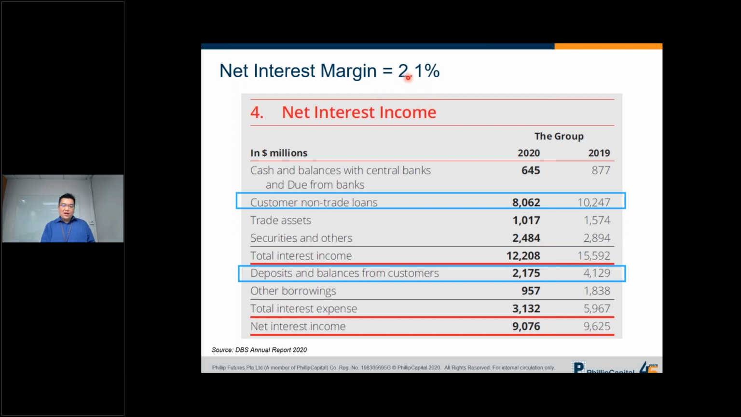If we have three similar banks and everything else is the same, one with a higher net interest margin is definitely better than one with a lower net interest margin, because when the central banks lower the interest rate, it's going to affect the amount of interest income that the banks will receive.